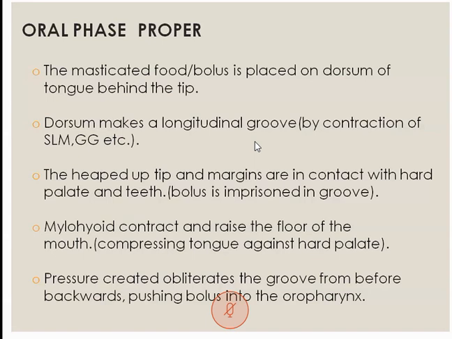Then the mylohyoid muscle starts to contract, raises the floor of the mouth, compressing the tongue against the hard palate. This mylohyoid contraction creates a pressure which obliterates the groove from before backwards, pushing the bolus into the oropharynx.